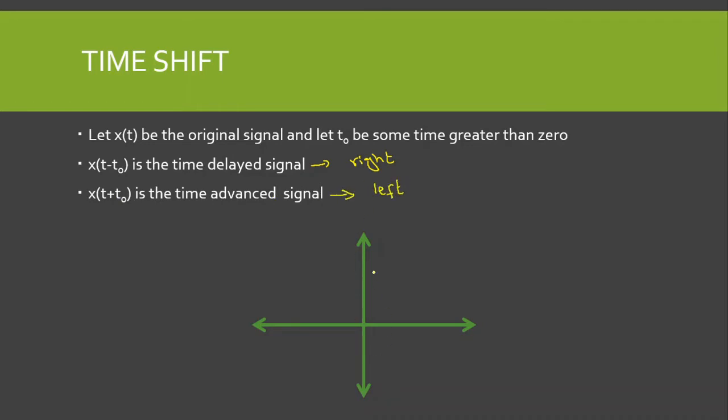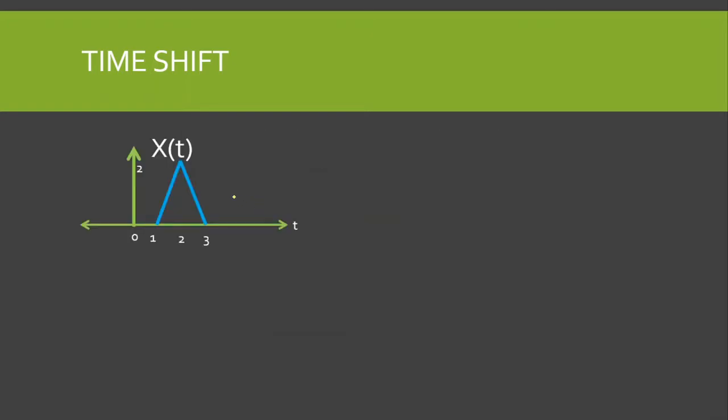So if I have a signal which is shifted to the right, that signal is going to be a delayed signal. But if I have a signal which is shifted to the left, that is going to be the time advanced signal. So shifting a signal to the right means delaying the signal. Shifting the signal to the left means advancing the signal. For example, I have this signal x of t, and its amplitude is 2, and it varies from 0 to 3 on the time axis, which is the x-axis.